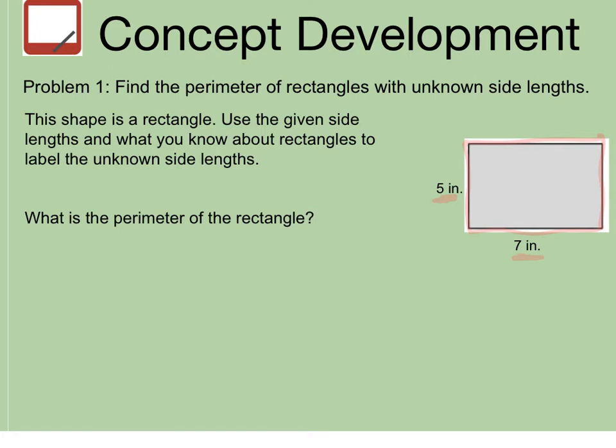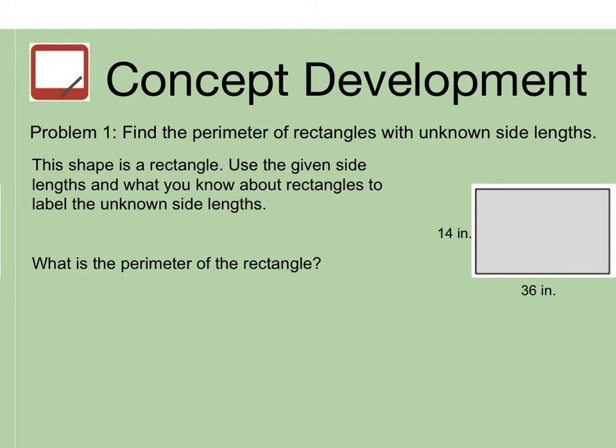Okay, boys and girls, so hopefully on your papers you wrote this missing side was 5, this missing side was 7, so therefore we would have 5 plus 5 plus 7 plus 7. 5 plus 5 equals 10, 7 plus 7 equals 14, 10 plus 14 equals 24. So therefore my perimeter is equal to 24 inches.